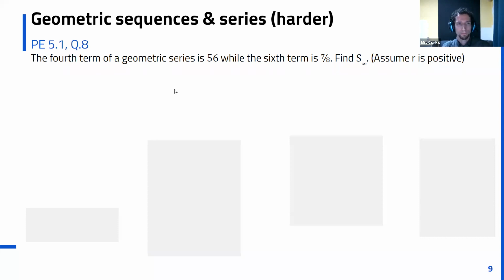So I have this situation. The 4th term of a geometric series is 56, and the 6th term is 7 over 8. And we want to find the infinite sum. And we're going to just cheat here and assume that our r value is positive. What do you think we could do? We have to make up an equation. Okay, tell me an equation. Tell me one of them.